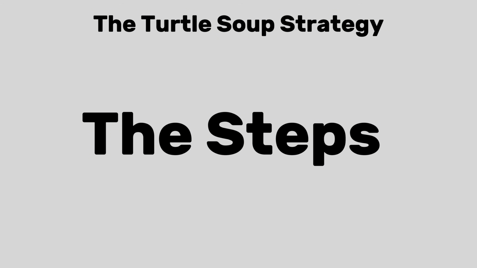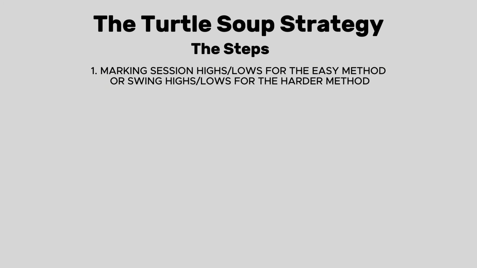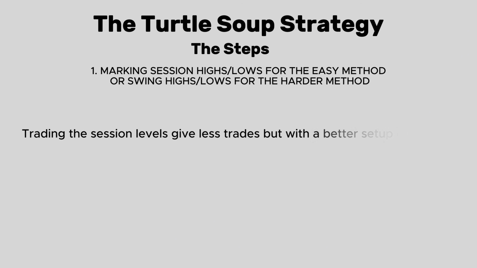The next details we are going to cover are the steps to validate a high-quality turtle soup setup. The first one is marking session highs and session lows. That is if you trade the session range. You can also trade swing liquidity levels that are outside the session range. But, as I mentioned before, trading the volatility of the session high and low will give you fewer trades, but more qualitative valid setups.